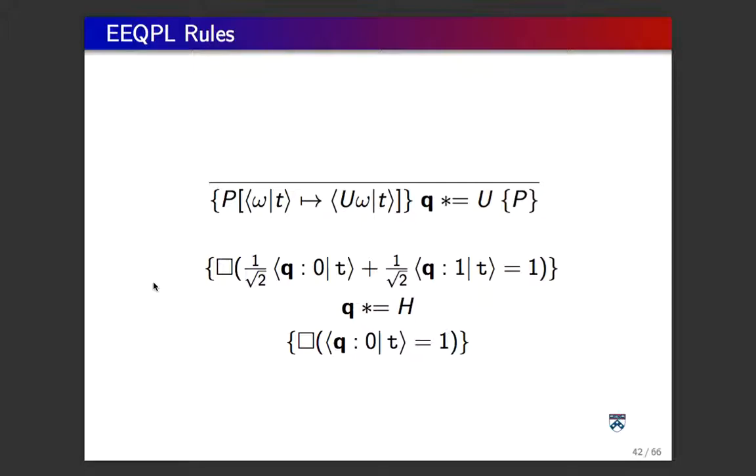and I'm using the box to represent with probability 1, so I don't have to say probability equals 1 everywhere, then a necessary precondition is that 1 over square root of 2 times the amplitude of q being 0 and times the amplitude of q being 1 adds up to 1. And that's basically the Hadamard in reverse. It's also the Hadamard in forward because the Hadamard in reverse and forward are the same.